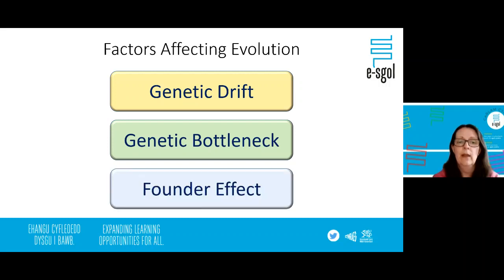And then finally, we have this idea of something called a founder effect. So this happens and we have a decrease in diversity. And this is when a new population occurs of organisms, but they are descended only from a very small number of ancestors. So their gene pool, so the amount of alleles that they have, is very low.